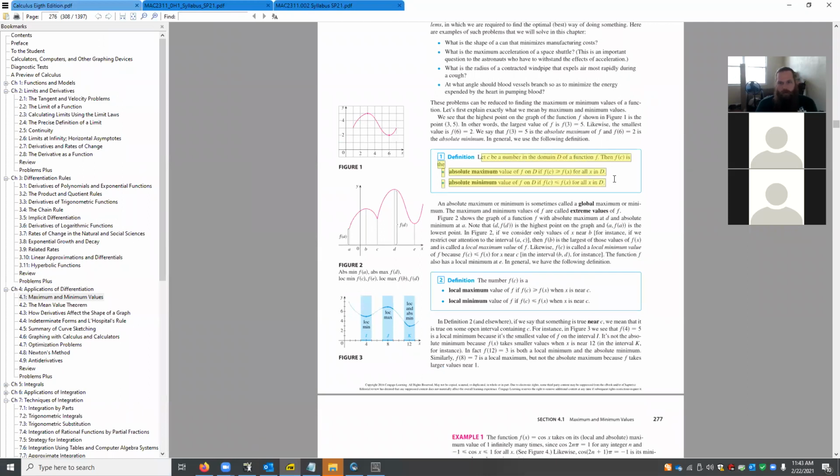So we see here the textbook's definition of an absolute max and an absolute min. You have an absolute max at x equals c if f of c is bigger than f of x for all x's in the domain. And we have an absolute min at x equals c if f of c is smaller than f of x for all x's in the domain.